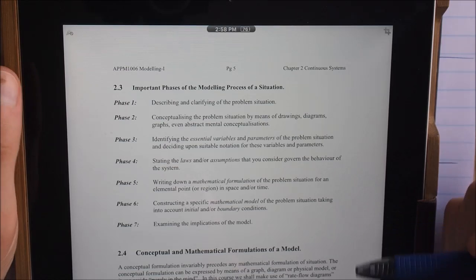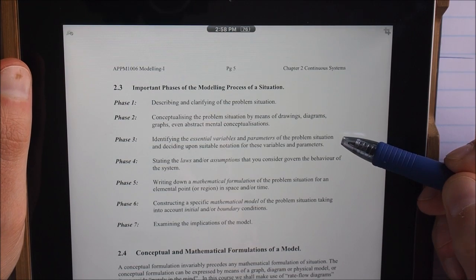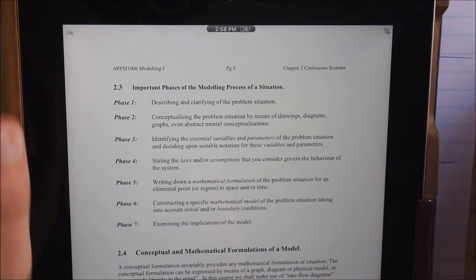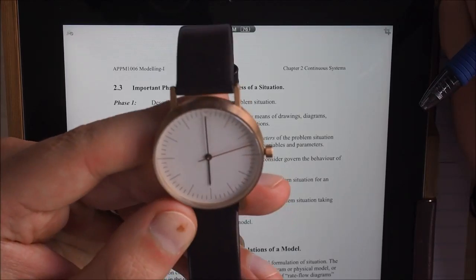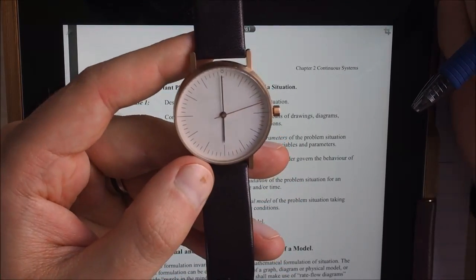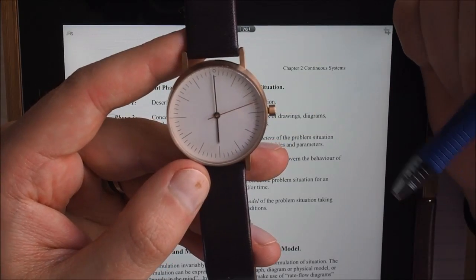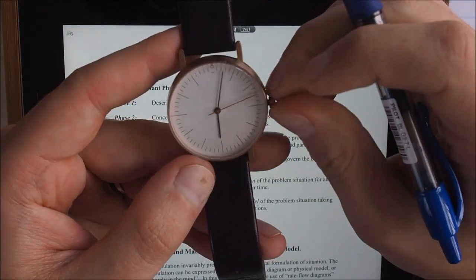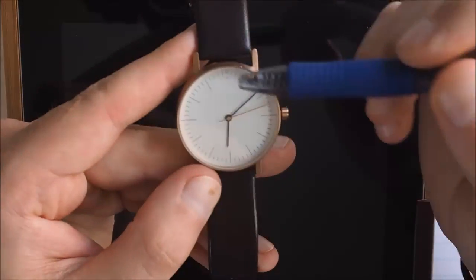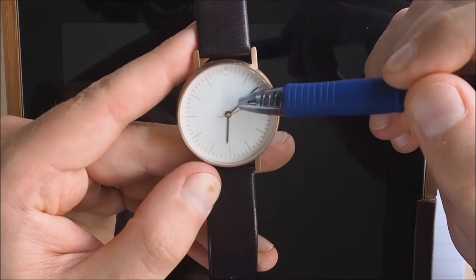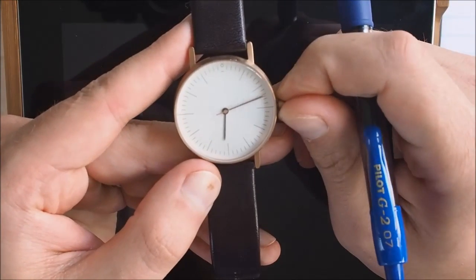Identify the essential variables, so identify what you need to represent. And then write down, we want to relate the rates of change of these two hands to each other. How fast is the minute hand changing through the day? How fast is the hour hand changing through the day? And you might want to talk about this angle, the angle between 12 o'clock and the minute hand. How does this change throughout the day?